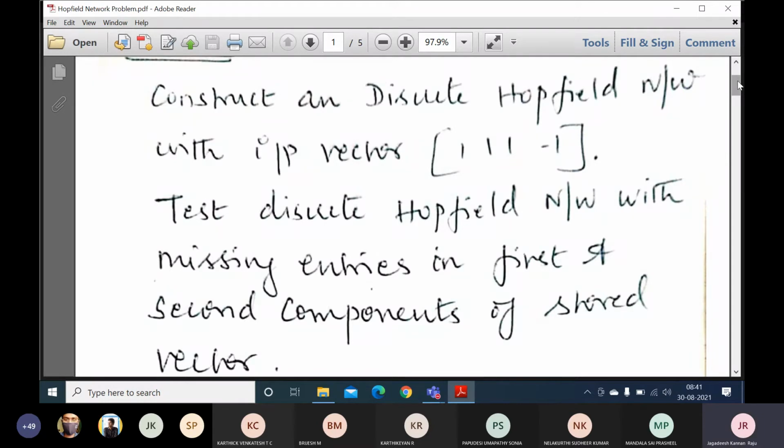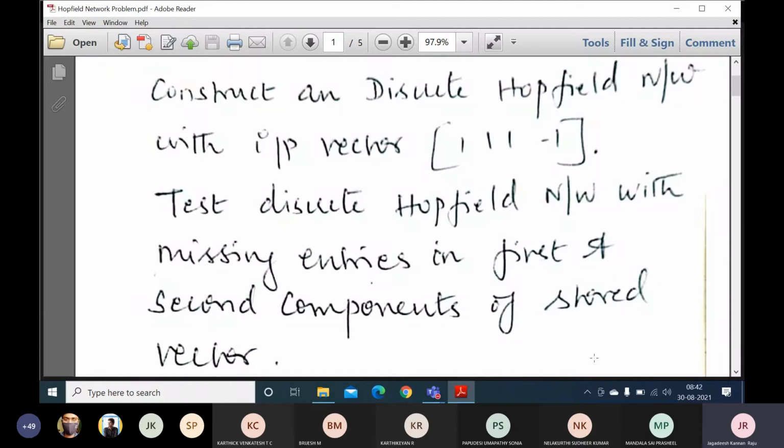So what is given in the problem statement? First I need to construct a discrete Hopfield network with the input vector 1, 1, 1 and -1. Also, I need to test the discrete Hopfield network with the missing entries in the first component and the second component of the stored vector.